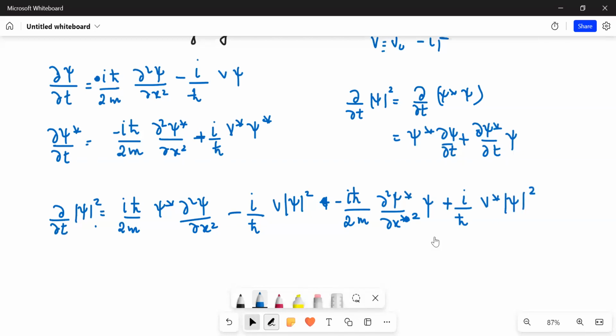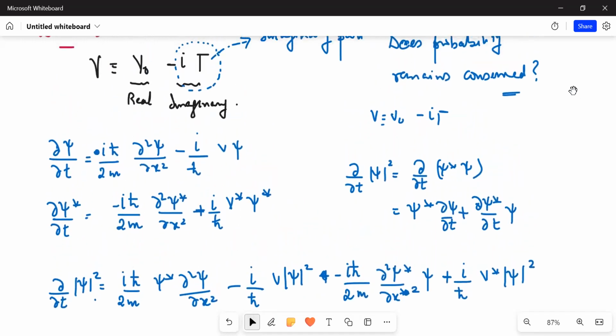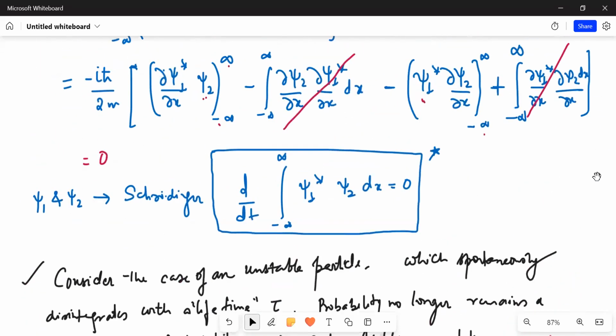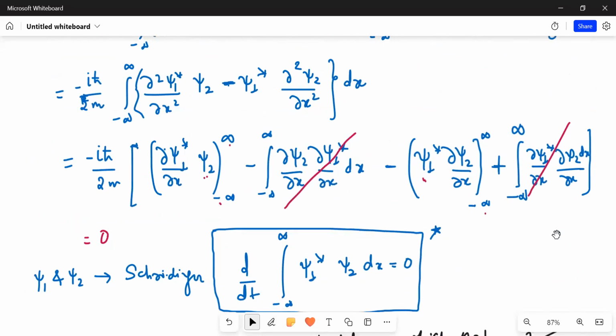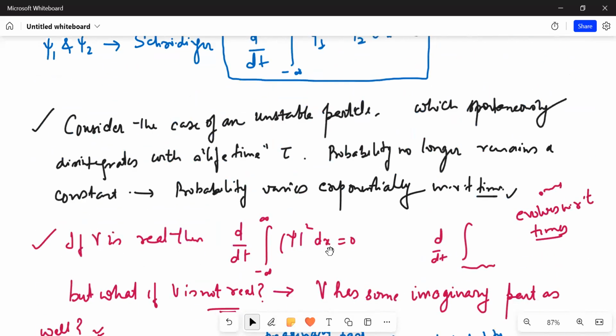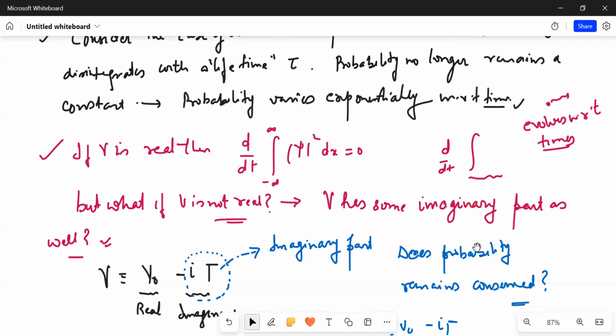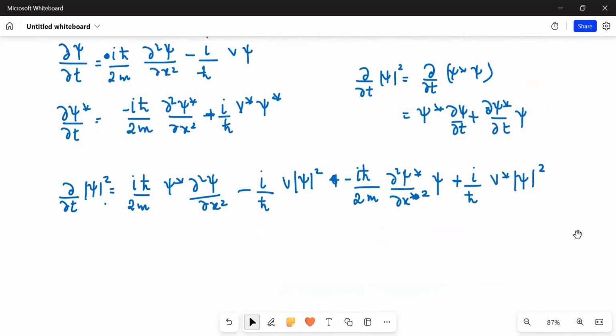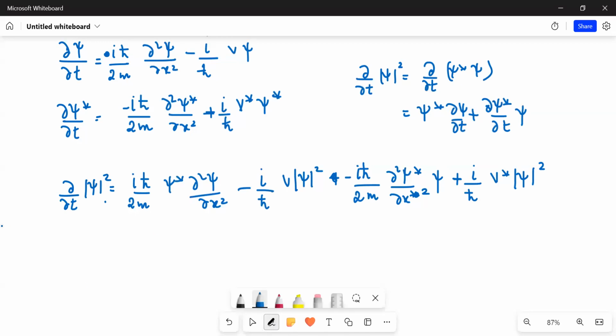One has to understand that when I was talking about conservation of probability, I was taking V to be real. But what happens if V is not real, if V contains some imaginary part as well? If V contains an imaginary part, then probability no longer remains conserved. This is what we are trying to establish here. Do understand my point. I'll put these terms together, don't worry. So it will be like iota h bar upon 2m, then you have the psi star.